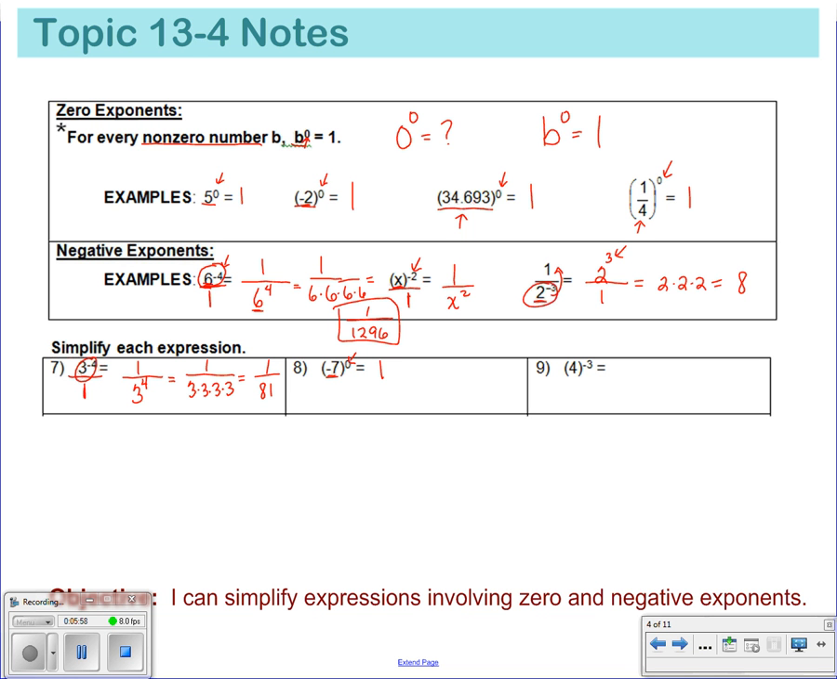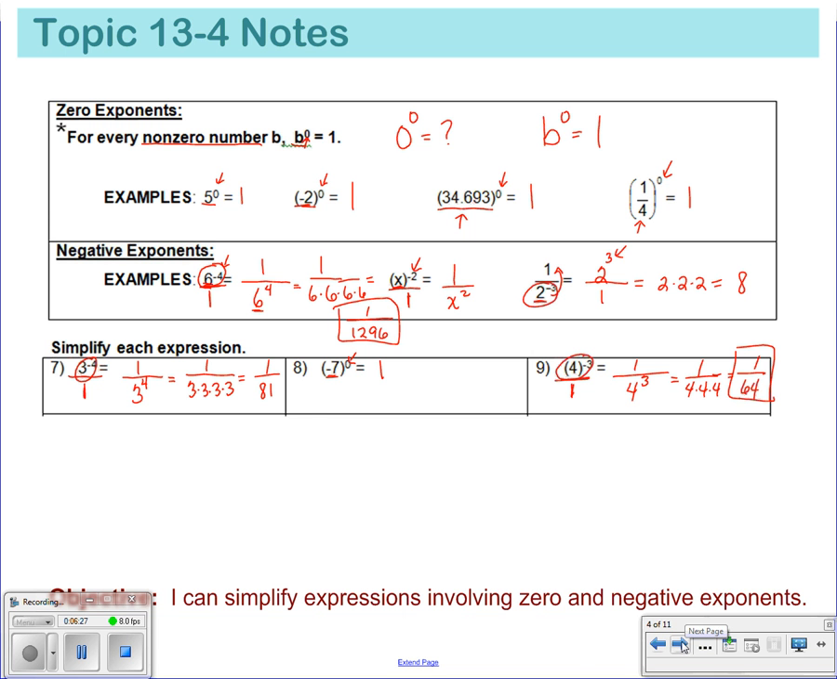Our next example, we have 4 raised to the negative 3. Again, that's a negative exponent, so I'm going to put the whole thing over 1. And now the 4 goes on the bottom, and the exponent becomes positive. It is now 4 to the positive 3. So I'm going to stamp the 4 out 3 times. 1, 2, 3. And so 4 times 4 times 4 is 64. We have 1 over 64. There's our final answer.